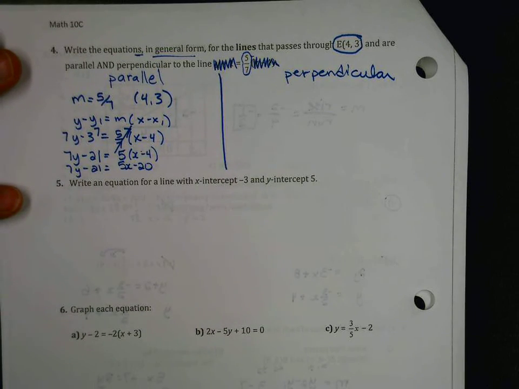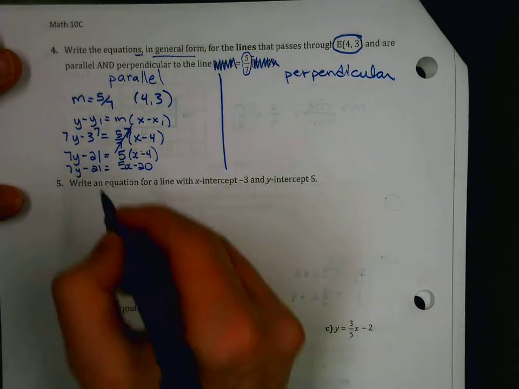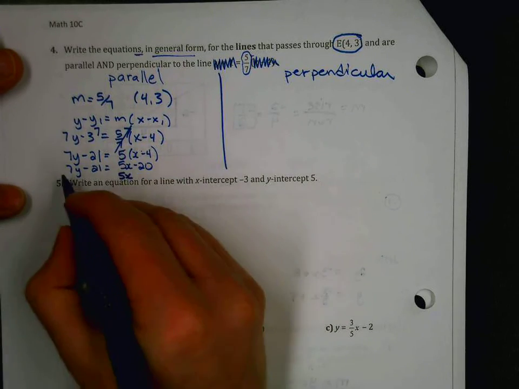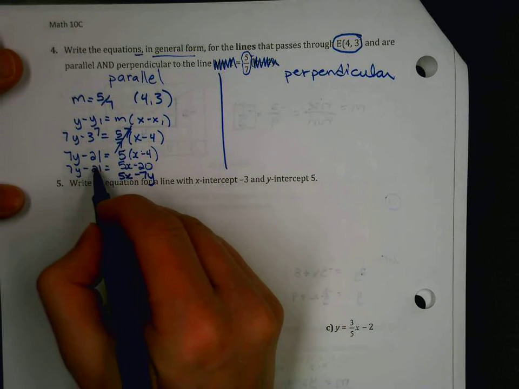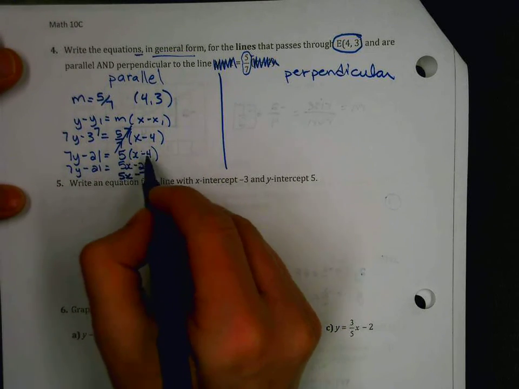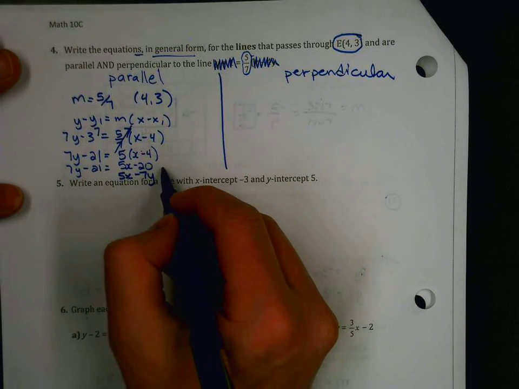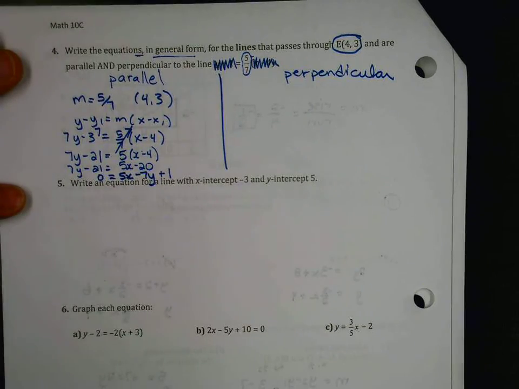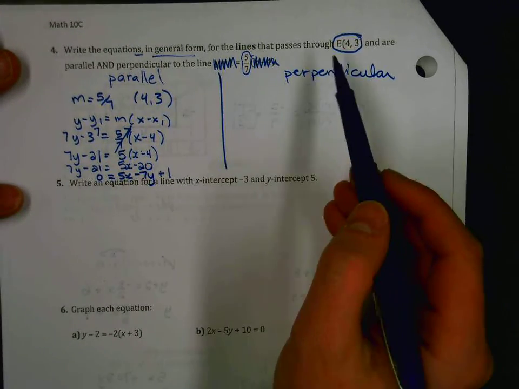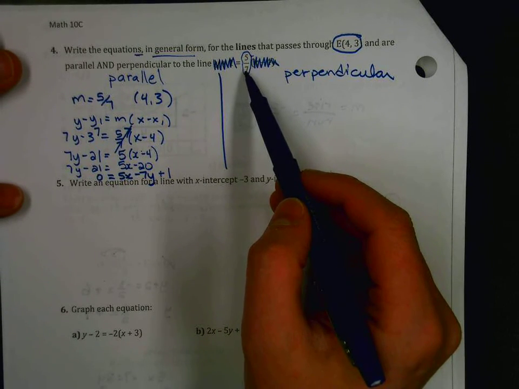We're needing to take this all over to one side, and because the 5x is already positive, I want to keep it on this side. Everything is going to come over to the right side. So we have a 5x minus a 7y. This negative 21 is going to be adding over to the right side. So a negative 20, the positive 21 is going to become a positive 1. And there's your equation in general form for a point that goes through 4, 3 and has a slope that is parallel to this one.